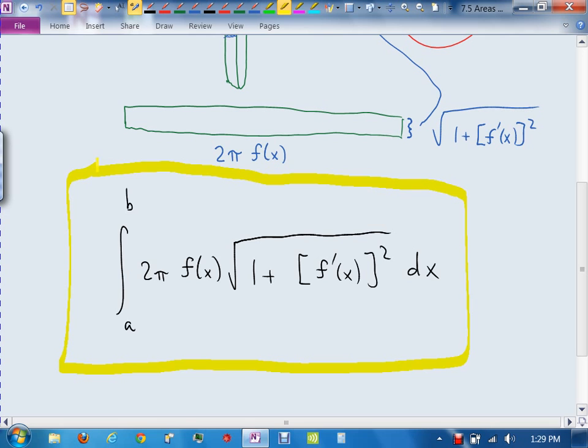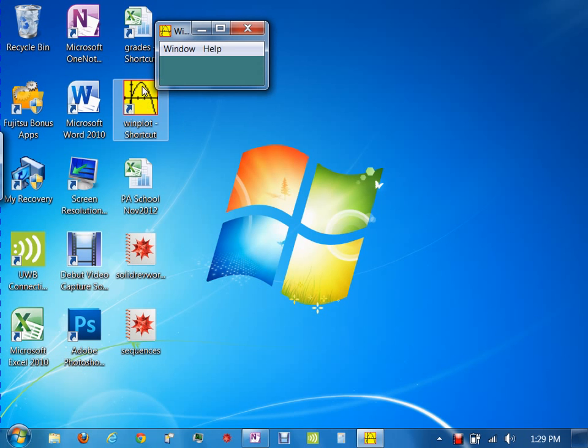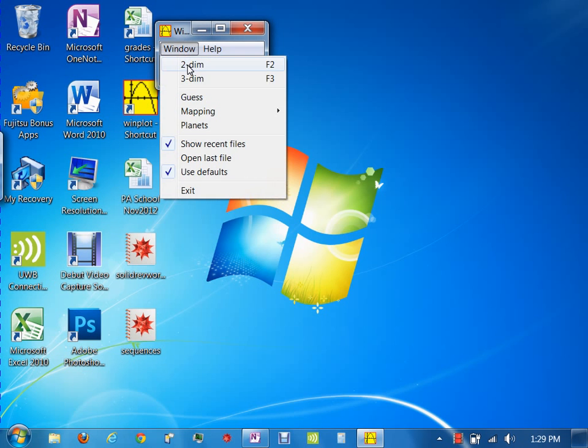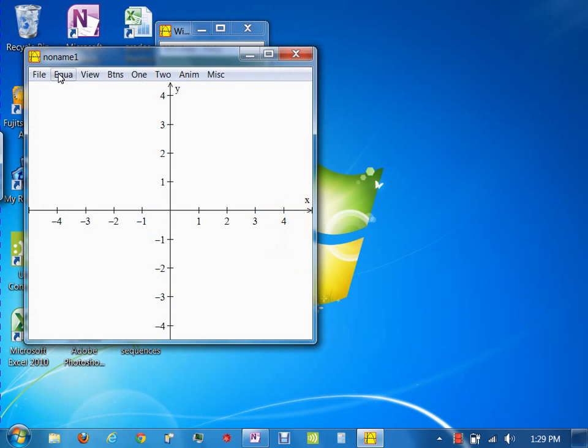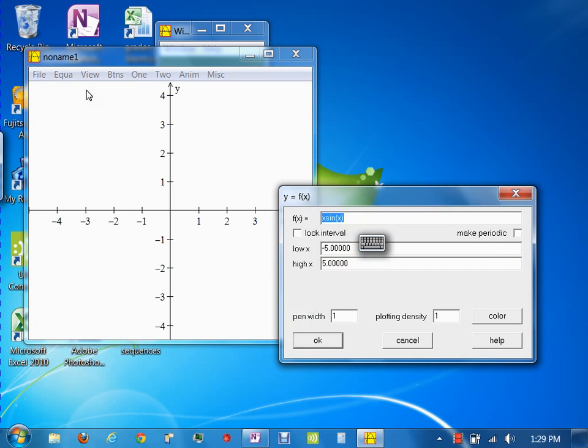Now I put a little thing together here. I've been using Mathematica, which isn't very useful to you because a lot of you don't have Mathematica. So there's a free program out there called WinPlot. There's a lot of free graphing utilities out there, but this one I've been using for years. If you get WinPlot on your computer, go to do a 2-dimensional graph. I'm going to just pick a function out of the blue here that I want to wrap around the x-axis.